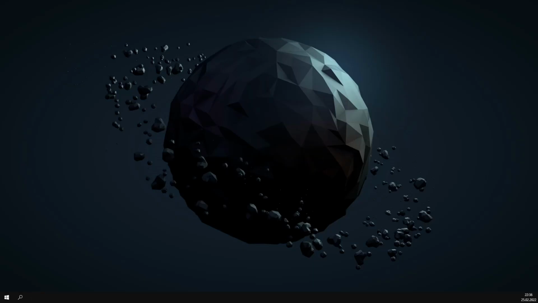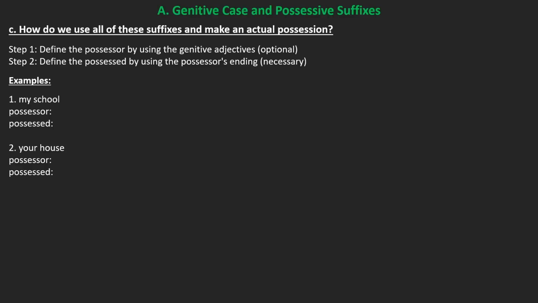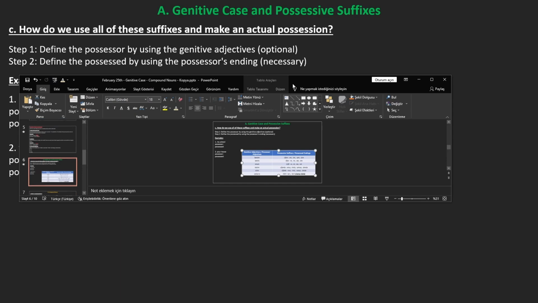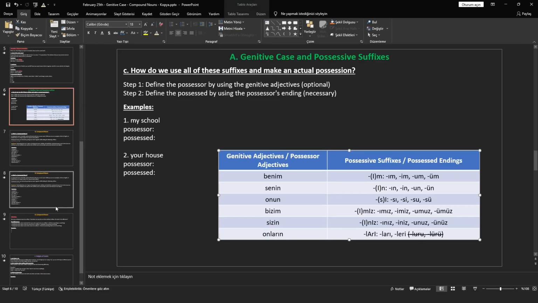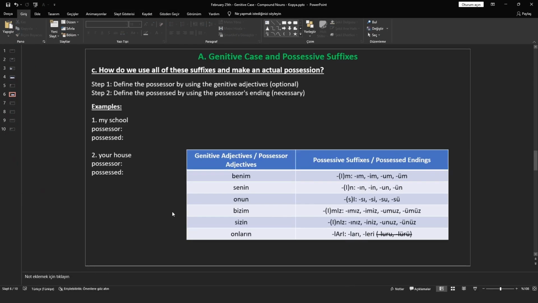Wait, I wonder why the table is not appearing. I will do it that way, without the presentation.